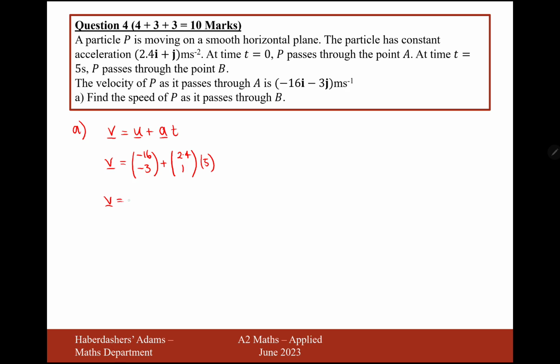So first of all, let's do the multiply. 2.4 times 5 is 12, but I just want to check that on the calculator. 12, and 5 on the bottom, and now we'll add these two things together. So I'm going to get minus 4, 2. I'm just going to now rewrite this in i's and j's because the question was in i's and j's, so I'll make sure my answer's in i's and j's. So minus 4i plus 2j. So there we are, that's the answer to part A.